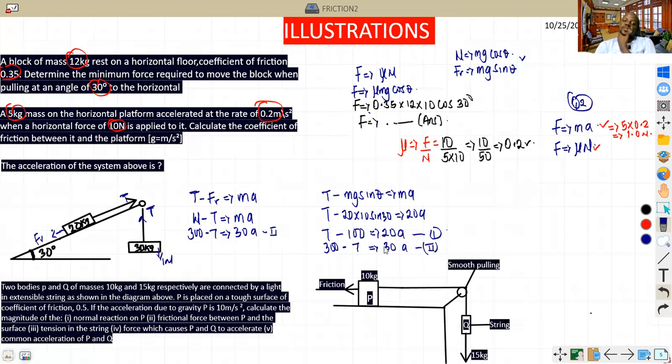So if we solve this equation by adding them together, which is the fastest way to solve that, this and this get cancelled out. Minus 100 plus 300 will give me 200 equals 50A. So the acceleration of this system will be 200 divided by 50, and that will be equal to 4 meters per second squared.